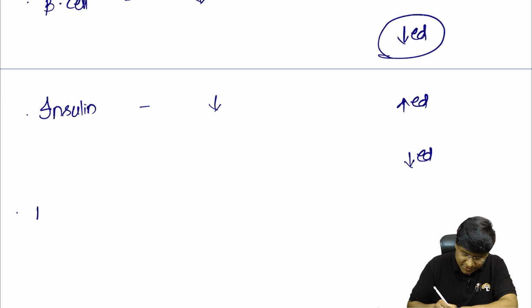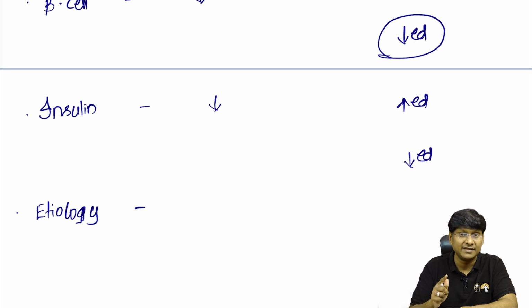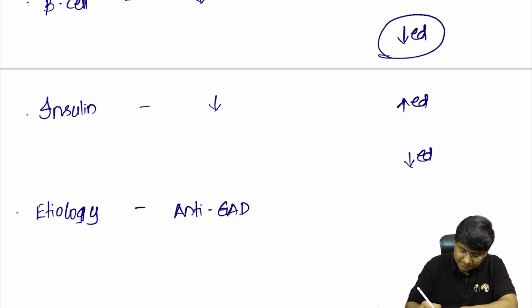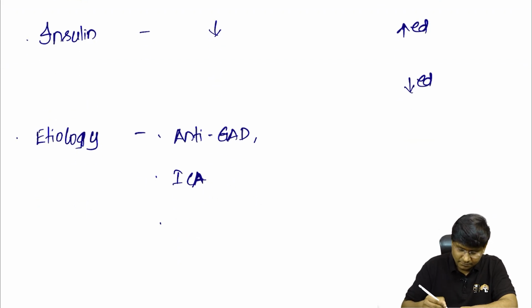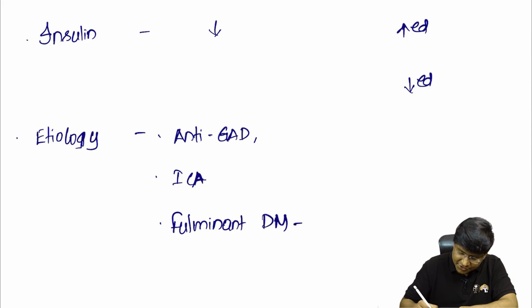Then what are the etiologies and risk factors? In type 1 diabetes mellitus, it is mainly antibodies. The antibodies are anti-GAD antibodies and islet cell antibodies. These are the antibodies that destroy the beta cells. Then the next important one is what is called fulminant diabetes mellitus. What you should understand by fulminant diabetes mellitus is that it is secondary to viral infection, mainly Coxsackie virus, right?